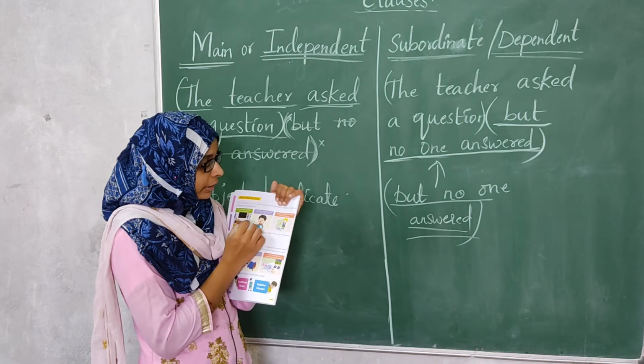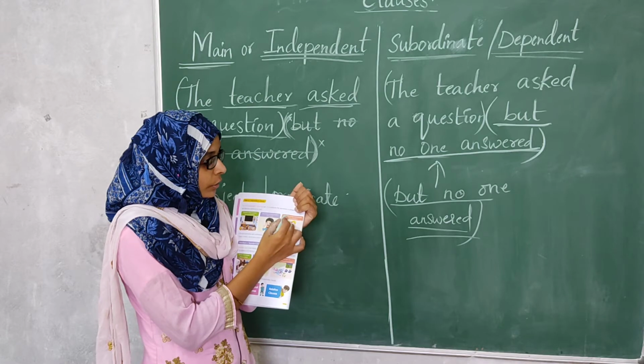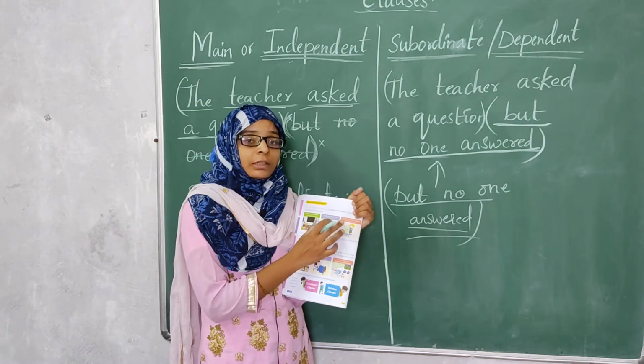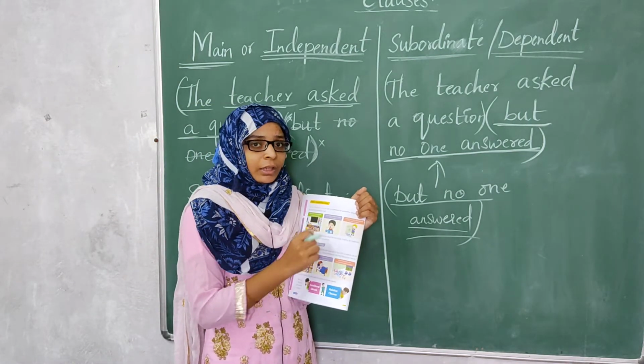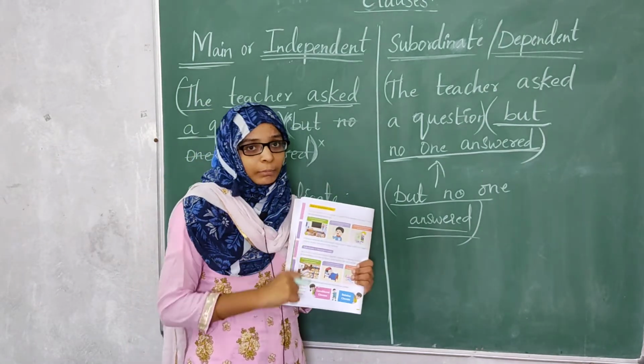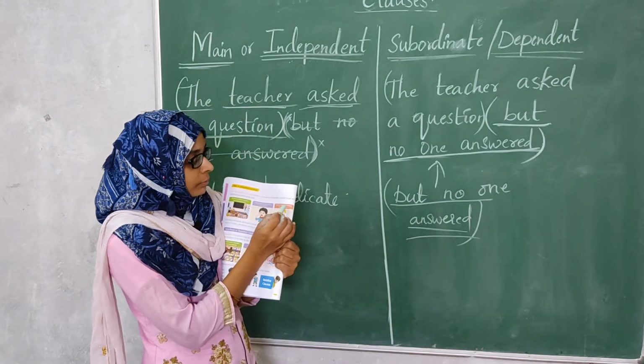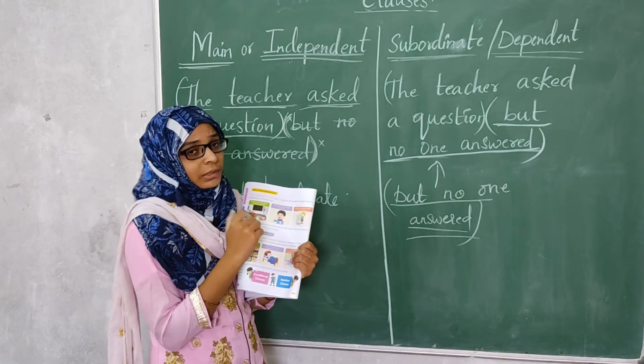He became angry and smashed the vase into pieces. So let us look at this underlined part. What is it? He became angry. He became angry. This is giving us the complete meaning. It is giving us the complete information. And now look at this. And smashed the vase into pieces.